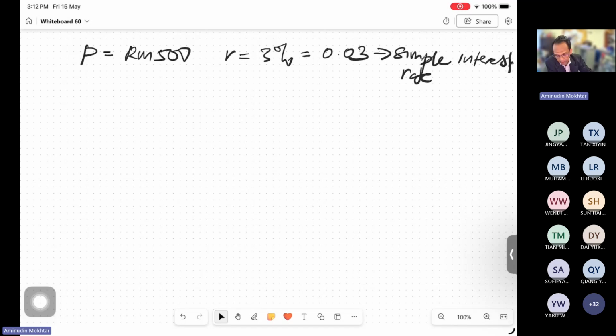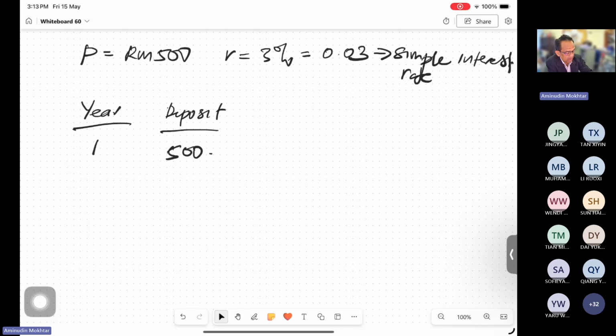Okay, let's say at the beginning of year 2026, you invest or you save 500 ringgit. We call that early of year 1. Early of year 1, you deposit your deposit amount, that is 500 ringgit. The interest rate is 0.03.